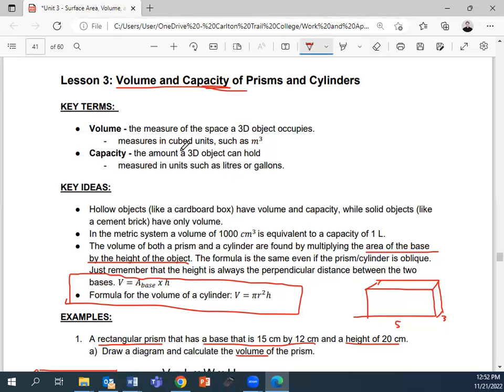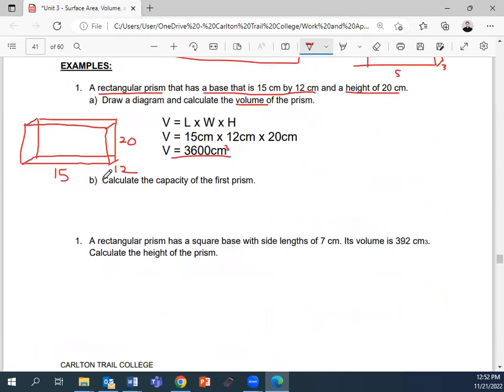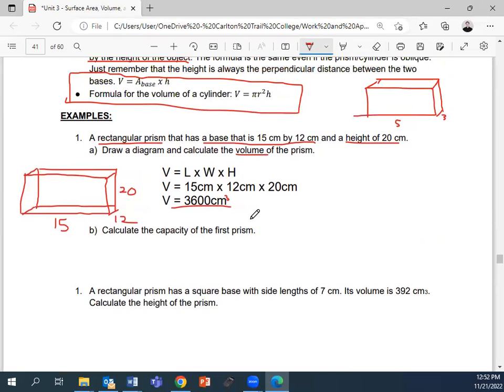But the capacity is how much it can hold, and that's where we swap it to liters and gallons. So this question here wants you to calculate the capacity of this. So it wants us to turn the centimeters into something that's like a liquid form, like liters or gallons, right? So how the heck do we do that?